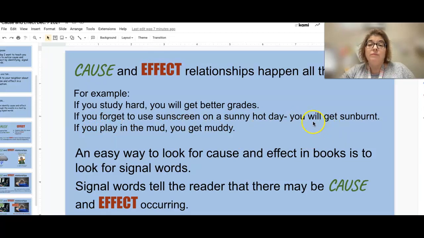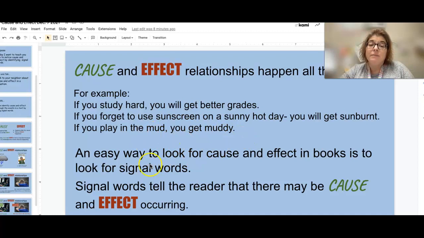So, if I go out on the beach, I'm sitting under an umbrella and I will still get sunburned. So, all right, if you play in the mud, you will get muddy. I am muddy due to me playing in the mud. Or my son got muddy because he played in the mud. Okay? So the reason he got muddy was because he played in the mud.